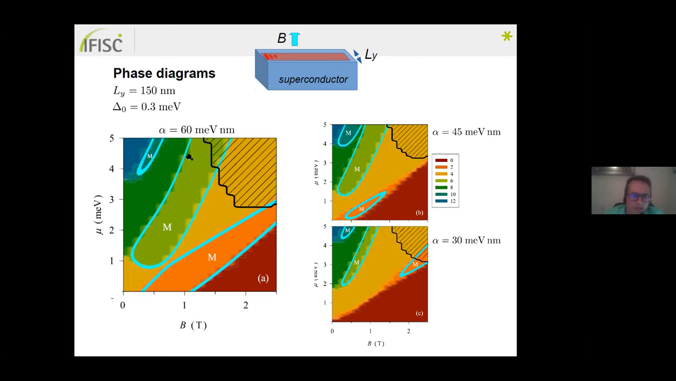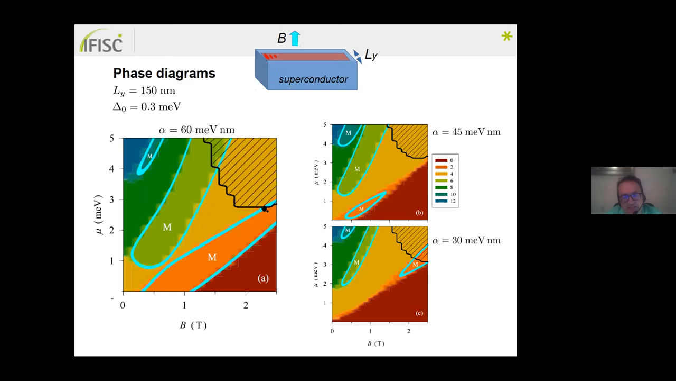And in each panel, we can see the regions in which a Majorana mode is present at the end of the nanowire. They are indicated with the letter M, and the borders between topological and trivial regions are indicated here with the cyan lines. The different colors indicate the number of propagating modes in the normal wire, in this color code. As we can see, the topological regions for Majorana modes more or less correspond to a region with different numbers of propagating modes in the normal nanowire, the nanowire without superconductivity.